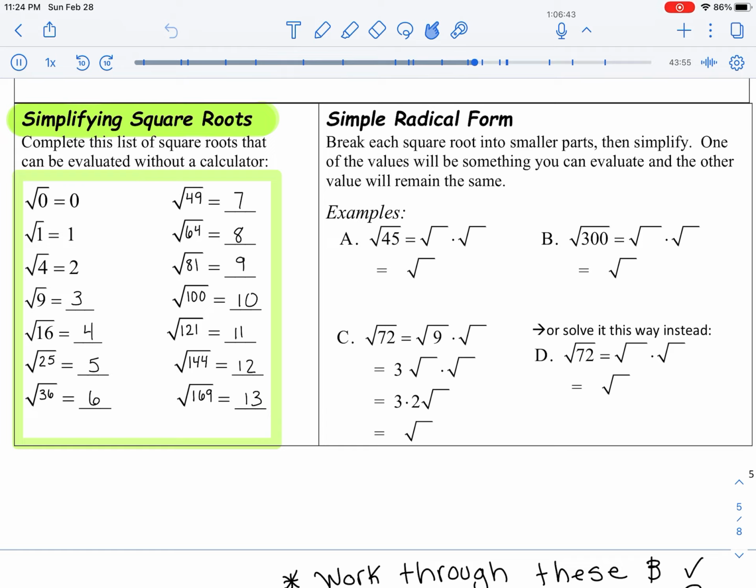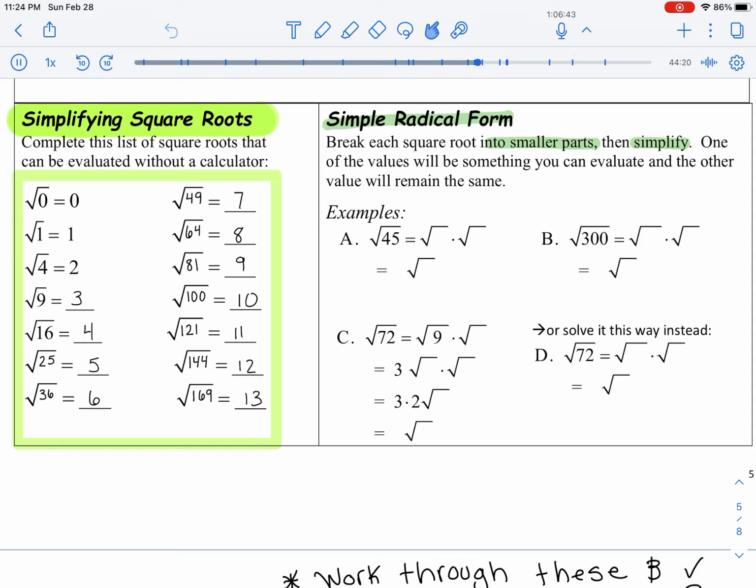Now that you have your roots copied down, we can get started on something called the simplest radical form. Simplest radical form helps us take our square roots and break them down into smaller parts and simplify. So it's similar to factoring because we want to break the square root into the smallest pieces that we possibly can.